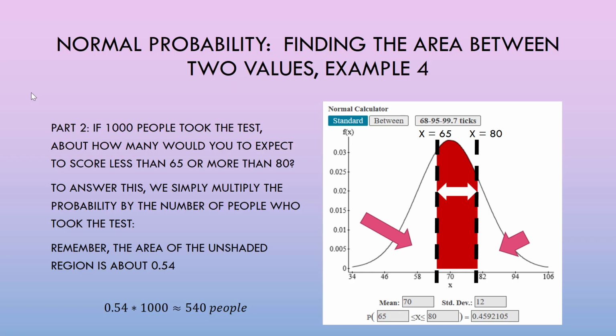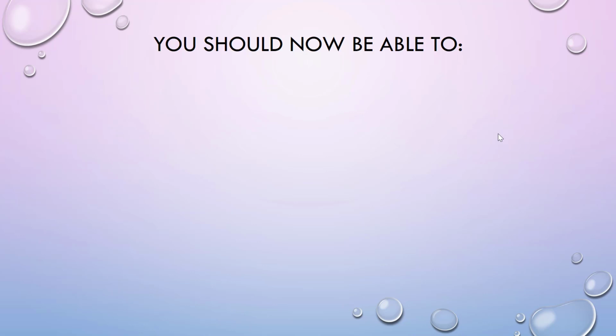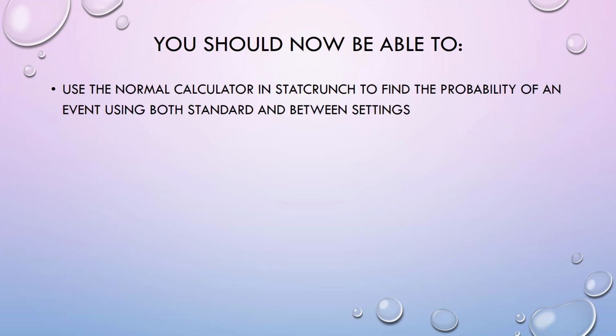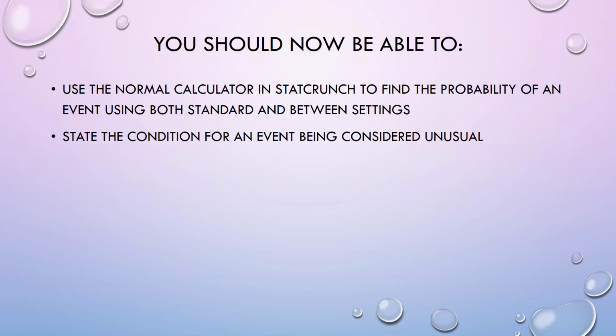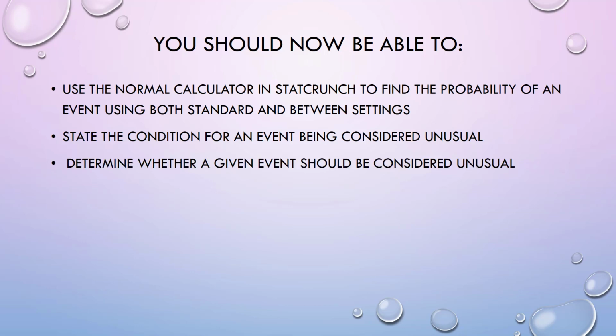more than 80. Having watched this video, you should now be able to use the normal calculator in StatCrunch to find the probability of an event using both standard and between settings. State the condition for an event being considered unusual, and determine whether a given event should be considered unusual.